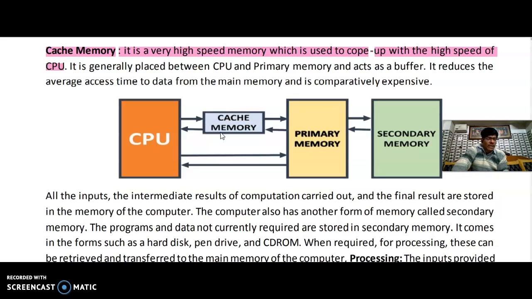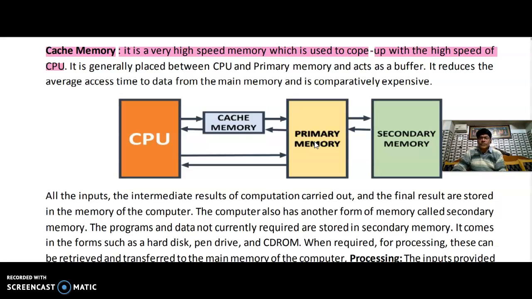This is a high speed and highly expensive memory, which acts as an intermediary between the CPU and primary memory. It will take the data from the primary memory and give it to the CPU, and vice versa also, so that the time gap is reduced. So here it is written, it is a very high speed memory which is used to cope with the high speed of the CPU and primary memory. It is generally placed between the CPU and primary memory and acts as a buffer. It reduces the average access time to data from the main memory. Okay, it reduces the average access time, because it works faster than the primary memory.